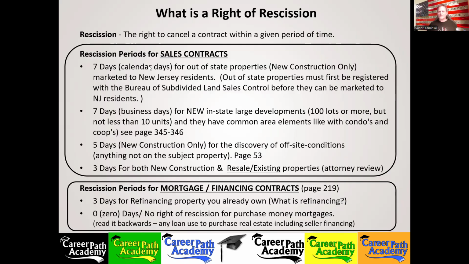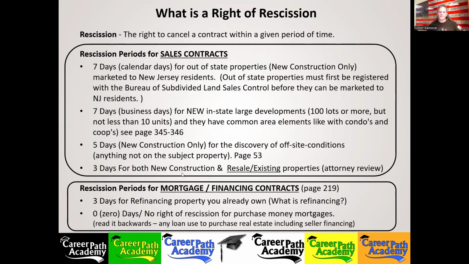There's a 7-day right of rescission, once again, only for new construction, for large in-state subdivisions, when there are 100 lots or more, or if it's a smaller subdivision, not less than 10 units, if there are common area elements involved, like with condominiums and co-ops. There's a 5-day right of rescission for new construction for the discovery of off-site conditions, things that are not on the property. It could be for one single new home. You have a 5-day right of rescission for that.